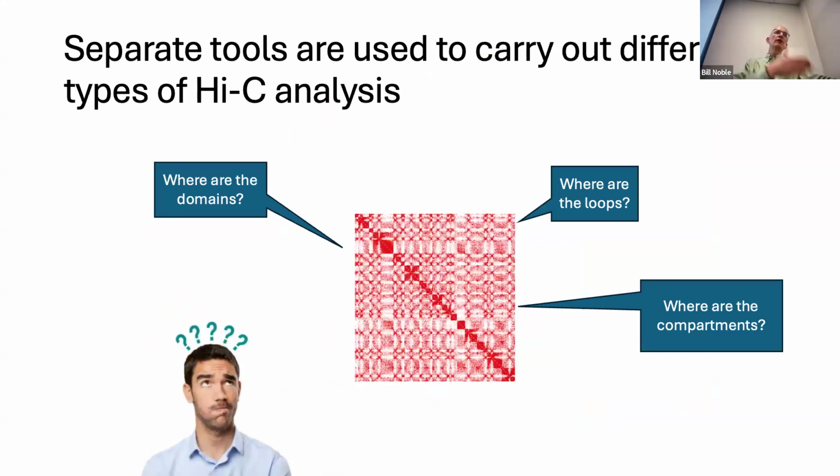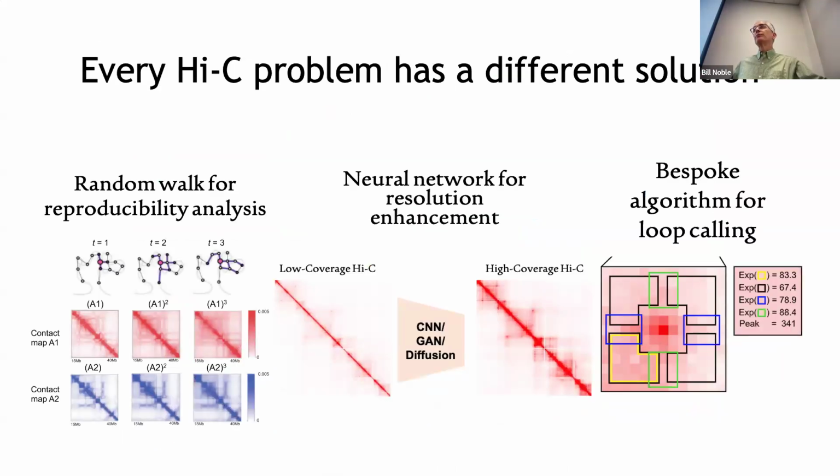So you can ask, where are the domains, or where are the loops, or where are the compartments? And you might have a different piece of software to answer each one of those questions, even though they're asking questions about the same data, just at different scales. So if you're looking at how reproducible two experiments are, you might look at using a random walk to characterize the similarity between two matrices.